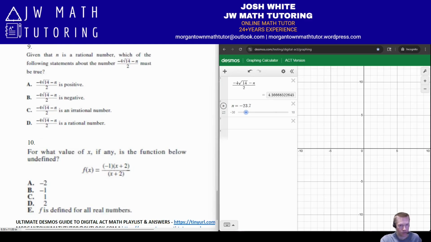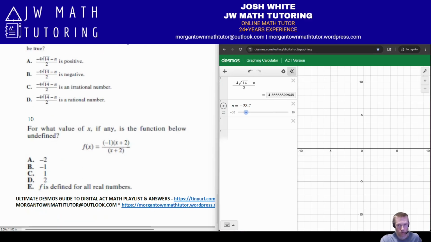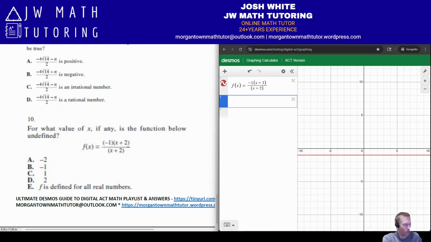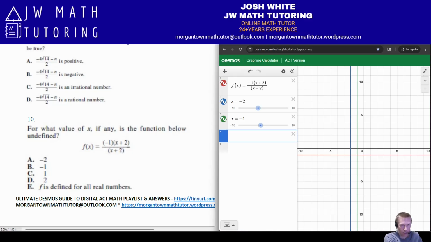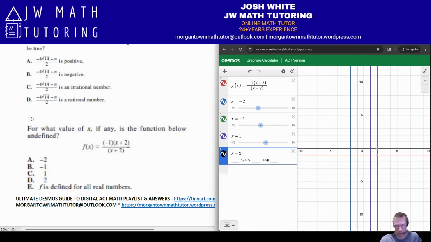All right, let's look at the last problem now. Number 10, for which value of this function is it undefined? Okay, so you can quickly and easily do this one just by graphing the function. And now I'm going to graph x equals those various values, okay? So we got -2, -1, 1, x equals 2, so on.